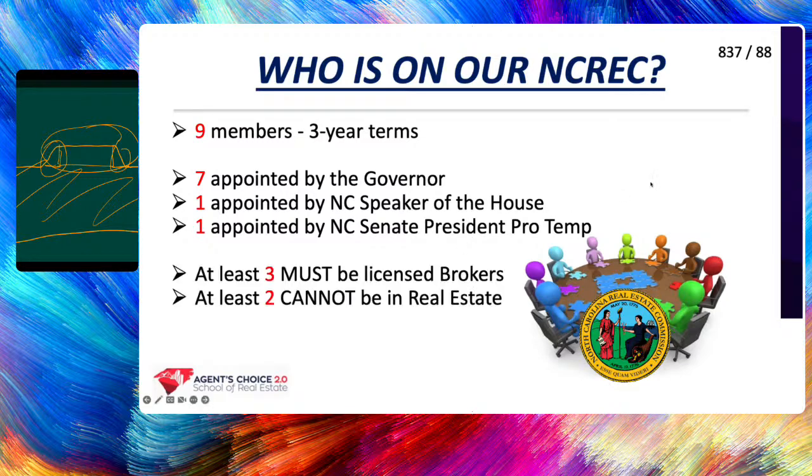And how are they making their money? Well, 3 of them must be licensed brokers, minimum, because it's a real estate commission. So let's make sure we have brokers on it. And then at least 2 of them, let's get the perspective of people that aren't all about this business. It's probably beneficial to the consumer, because that's what the Real Estate Commission is all about, protecting the consumer. It's in the consumer's best interest to get a non-real estate person's opinion and perspective. Therefore, at least 2 are not allowed to be in real estate.